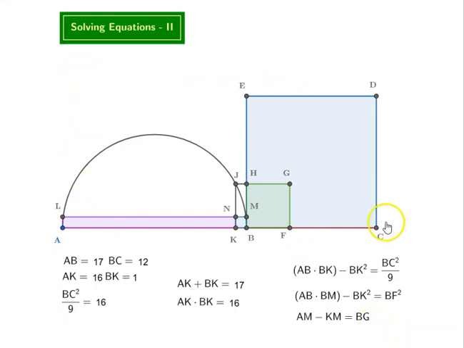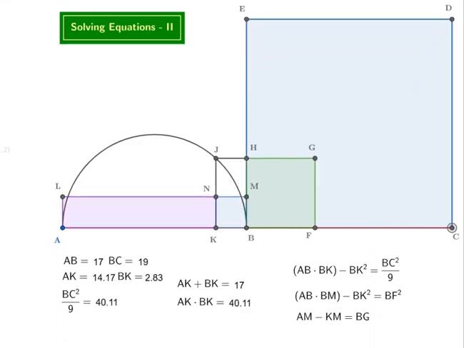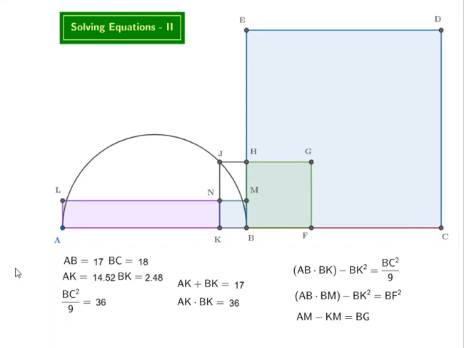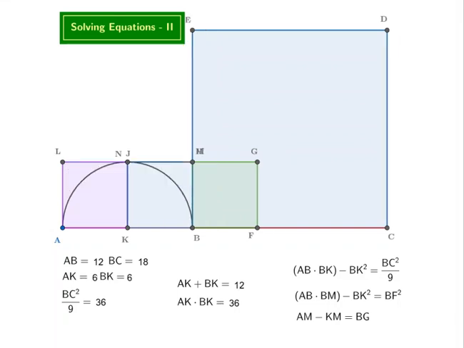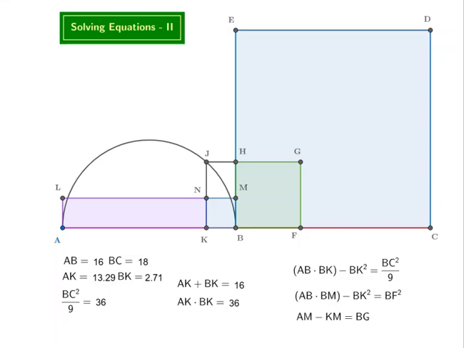Now, if you carefully take care of this construction of setting this up, then if you change the values of AB and BC, then this construction will allow you to arrive at AK and BK, whether you change AB or BC. That's it.